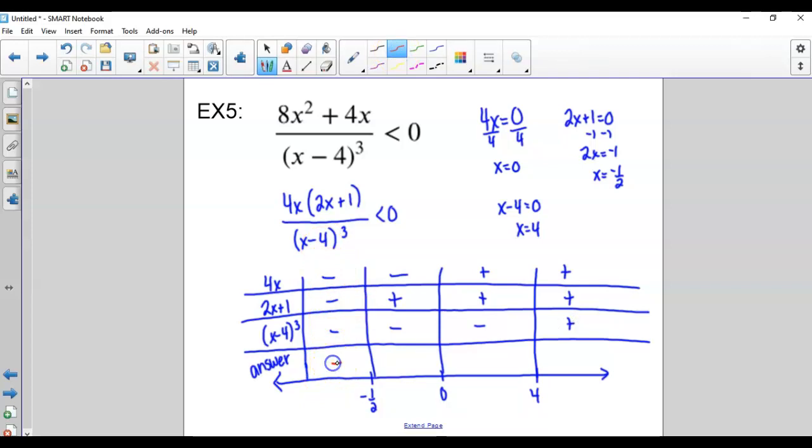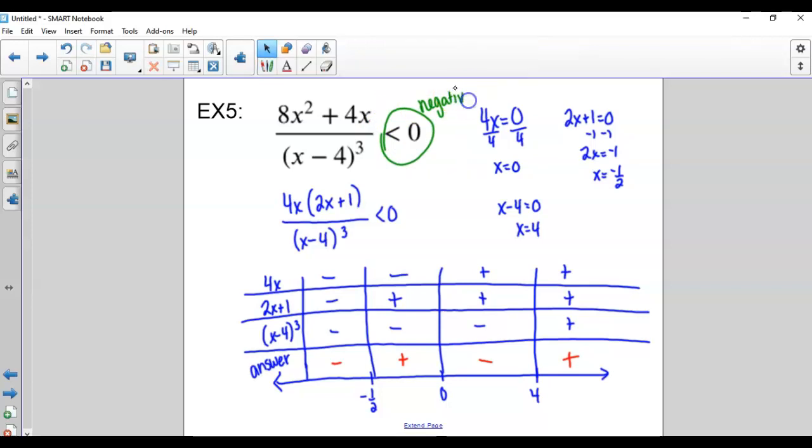So now you can look through. 3 negatives here means a negative. 2 negatives here means a positive. 1 negative here, that's an odd number, so you get a negative. And then, of course, all positives is going to give you positives. This particular problem asks us for less than 0, not less than or equal to. So we're looking for negative for our answer. And so that means that we're looking at this section and this section.